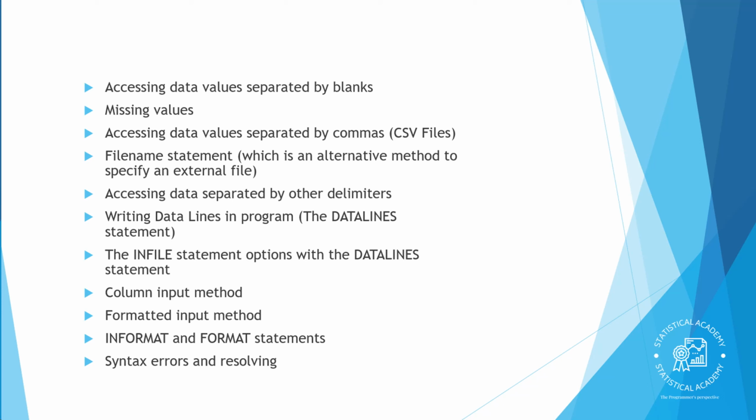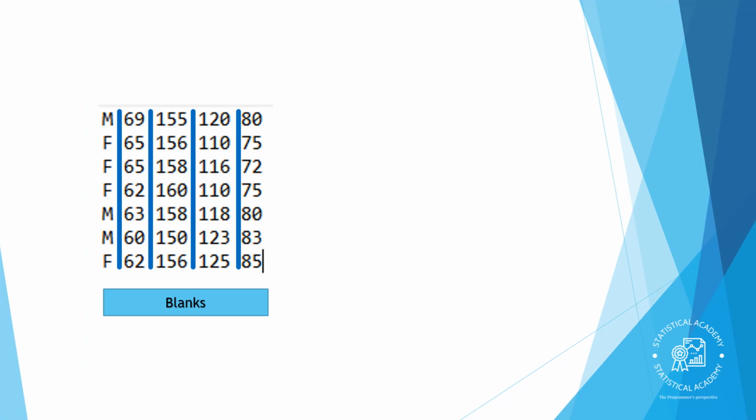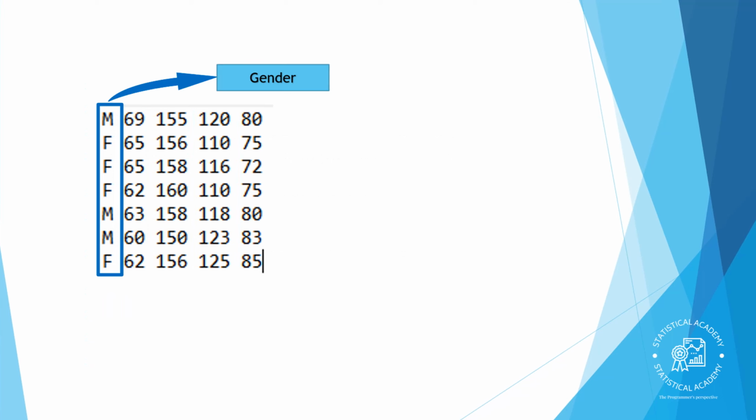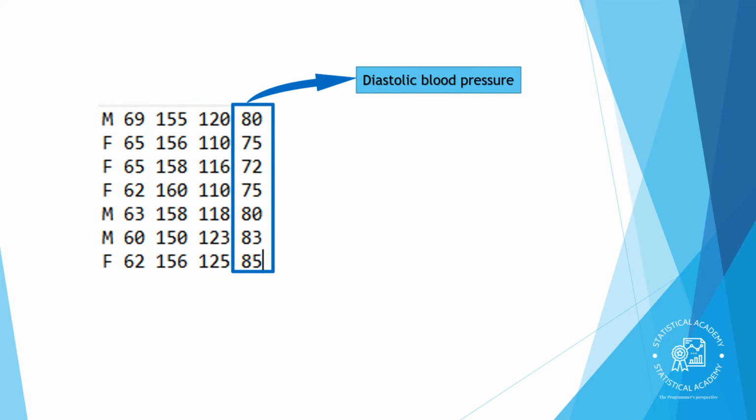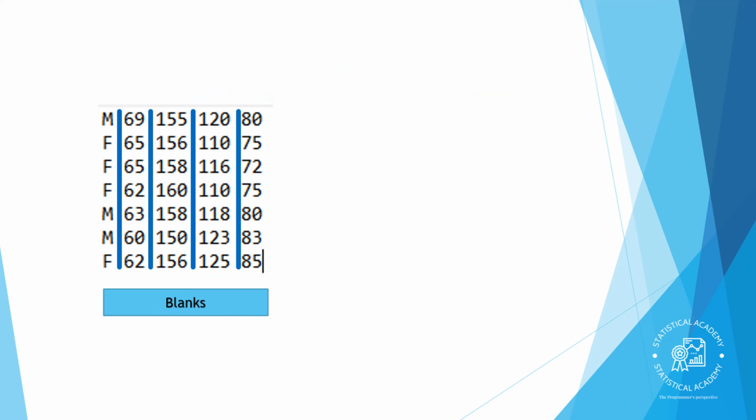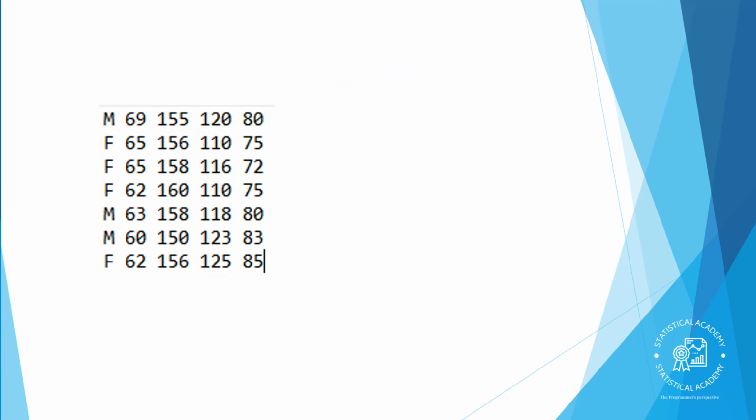As we have already seen one example of reading data values separated by blanks in the previous video, we will look at one more. List input is one of the easiest methods of reading data. By default, SAS assumes that data values are separated by one or more blanks. Now we have a text file called vitals. These values represent gender, height in inches, weight in pounds, systolic blood pressure, diastolic blood pressure. Each data value is separated from the next one by one or more blanks. We will write a program to access this file and create a dataset.